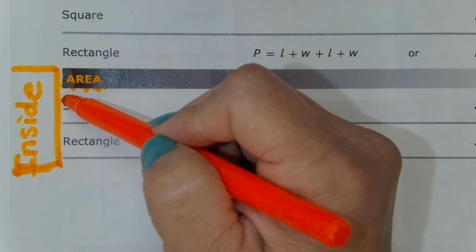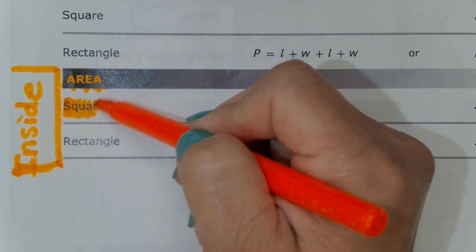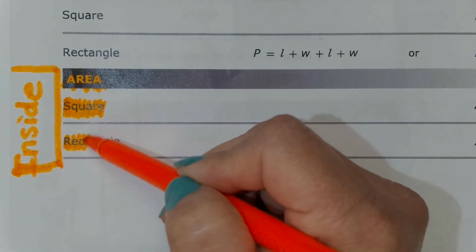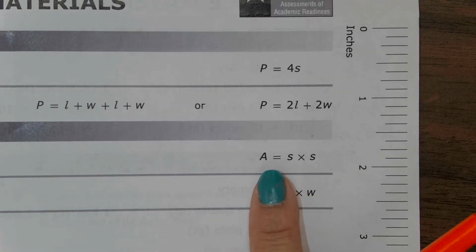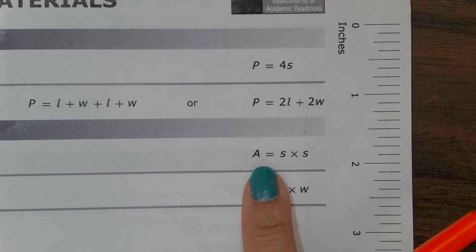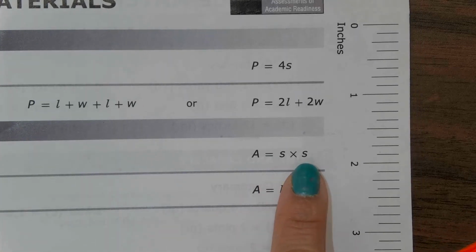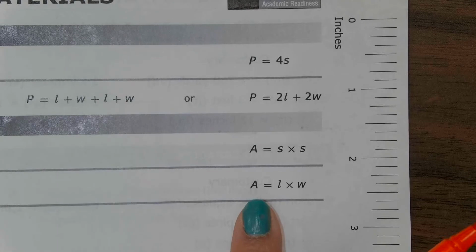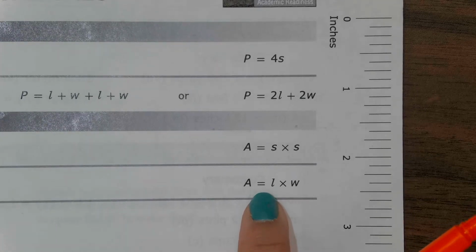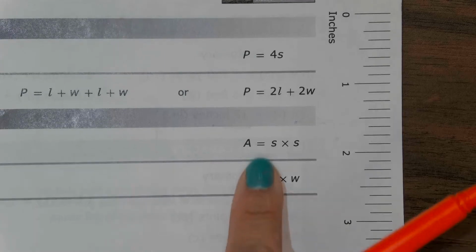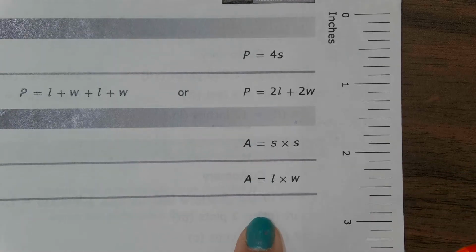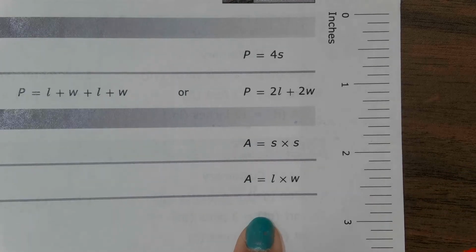So here's the area of a square, the area of a rectangle. And here are your formulas. A square is area equals side times your side. For a rectangle, your area is going to equal length times width. So we're going to be using these formulas to answer questions G through J.